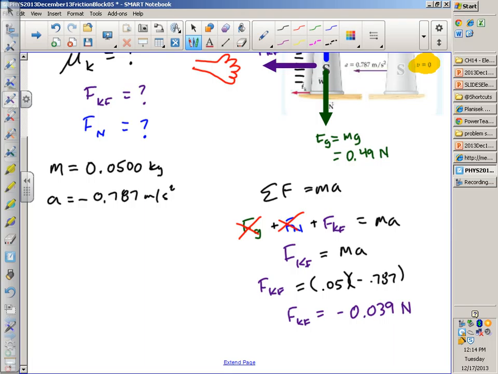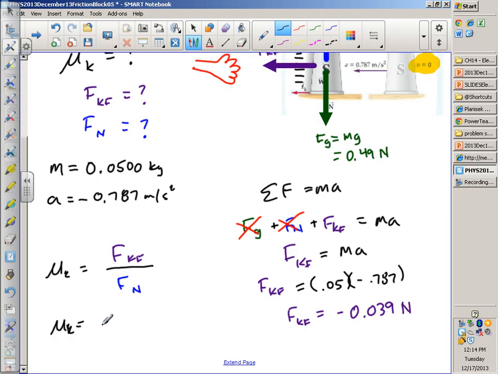All right. Good there. Is that the answer? No. Well, that was my next question. Is that the answer? What did this question actually ask us to solve for? The coefficient, right? We just learned that the coefficient of friction depends on 2 things. It depends on the force of kinetic friction, but also it depends on the normal force.